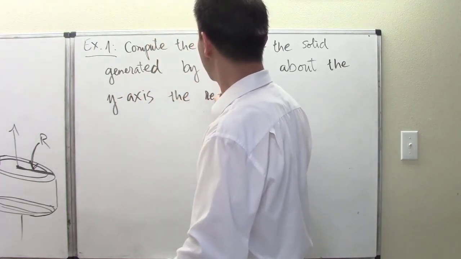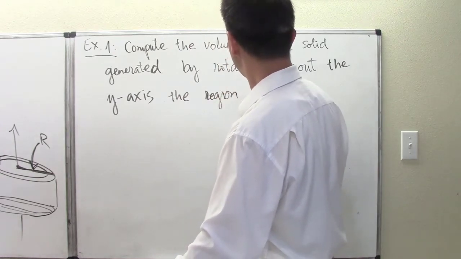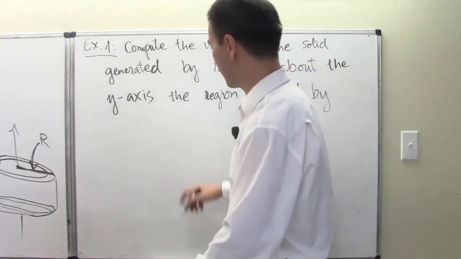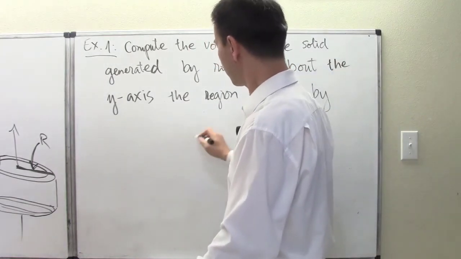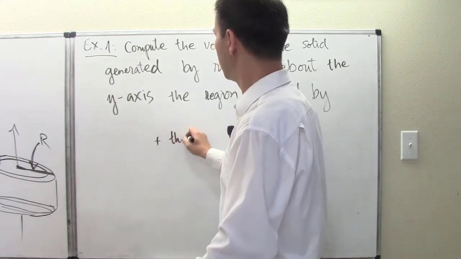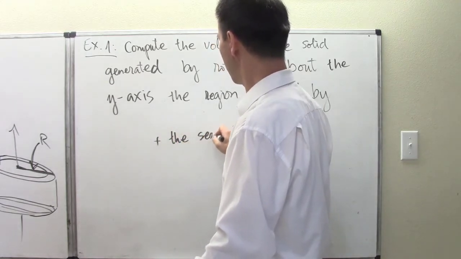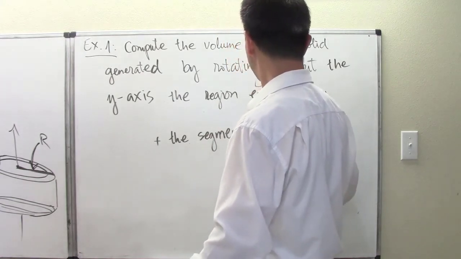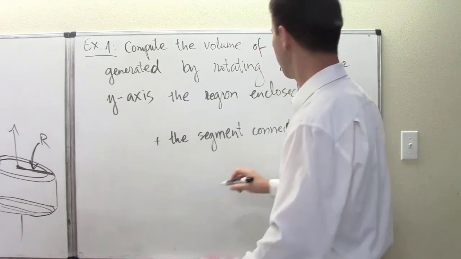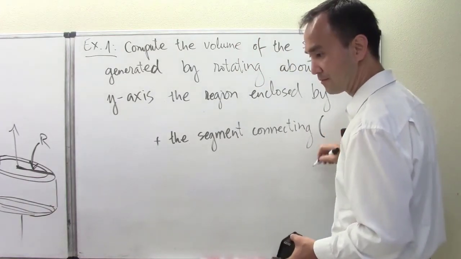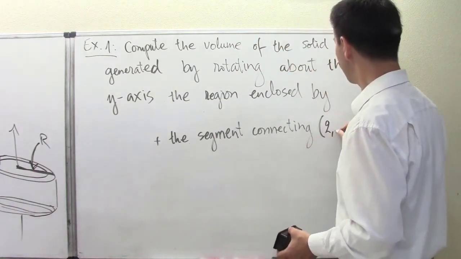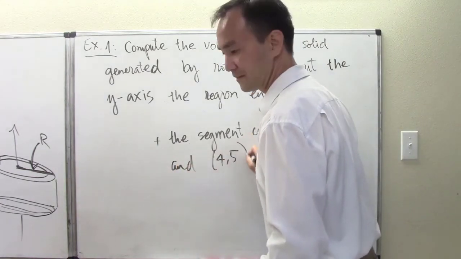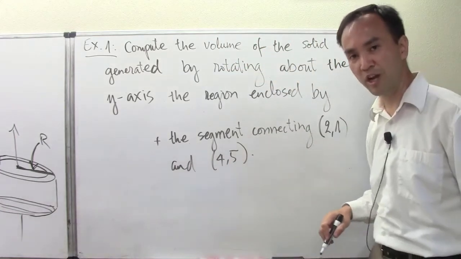The region enclosed by the segments connecting the two points (2, 1) and (4, 5). Okay, so we have two points on the coordinate plane right there, and the segments.